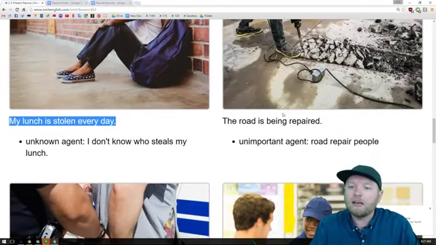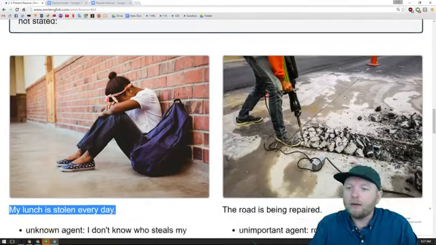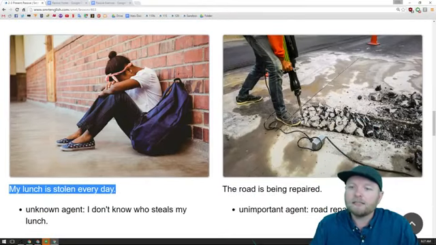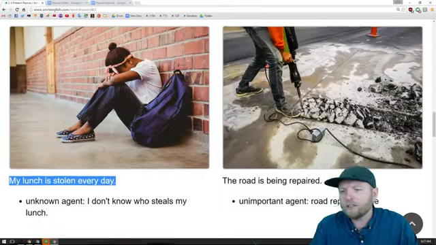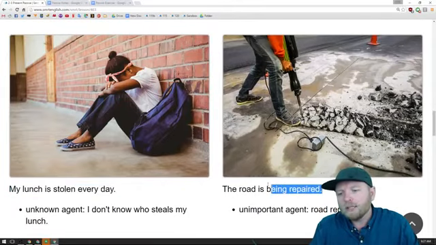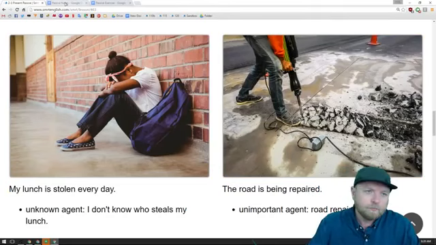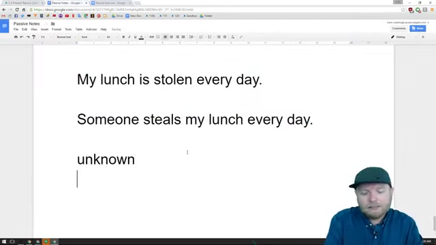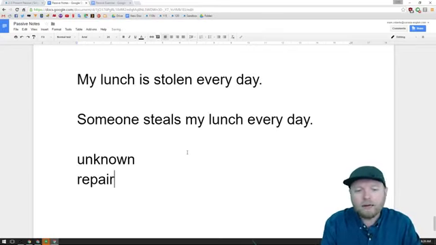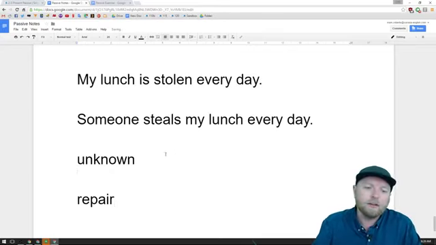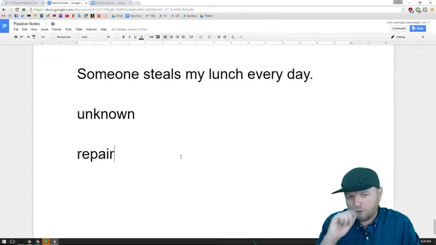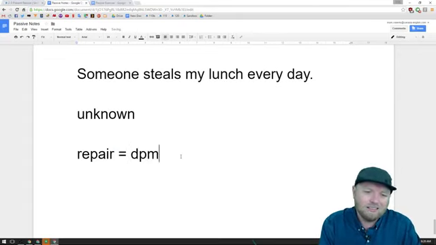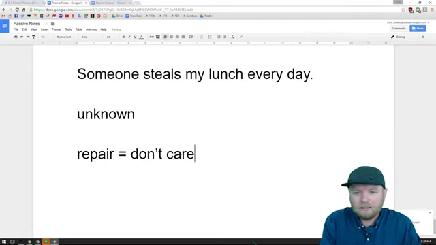Let's look at the next example. Look at this sentence here, right? What's happening in this picture? Well, the road is being repaired. The road is being repaired. Okay, so in this sentence, who is repairing the road? Well, we don't care. It's not important.